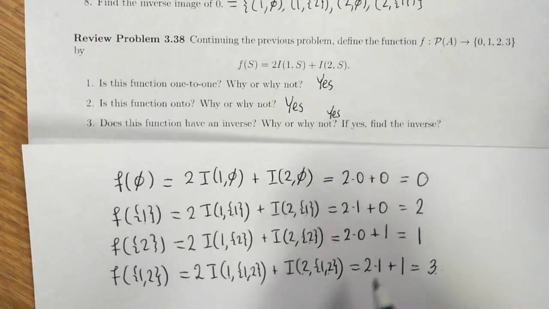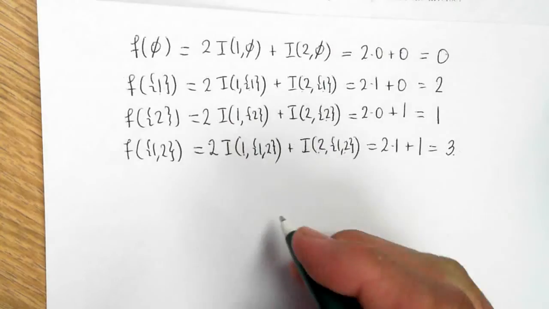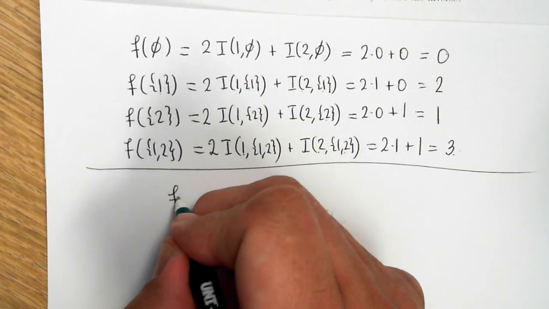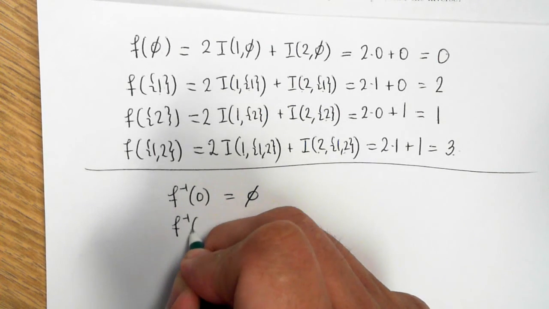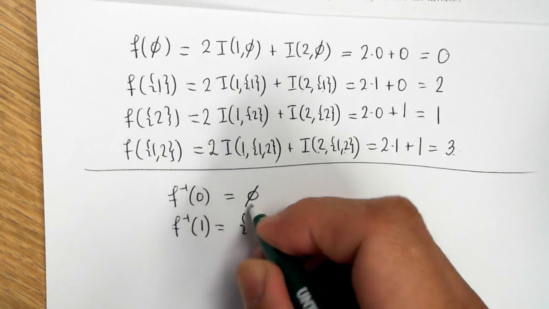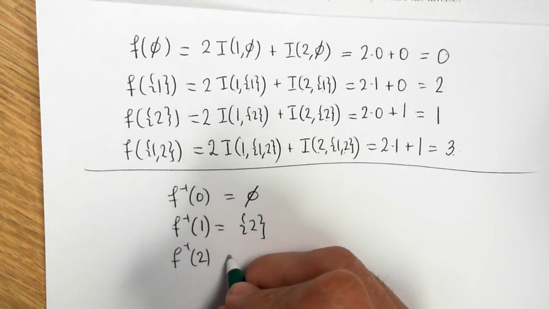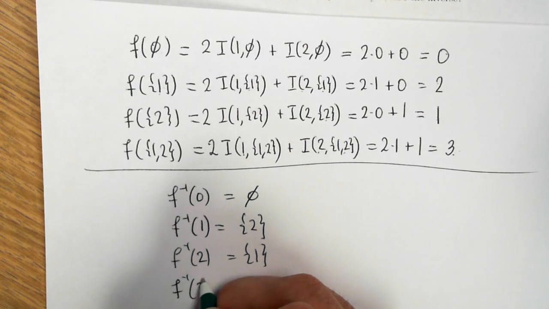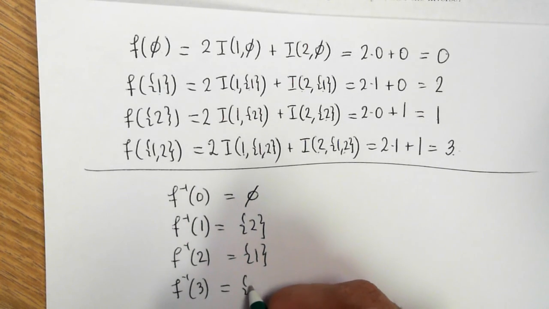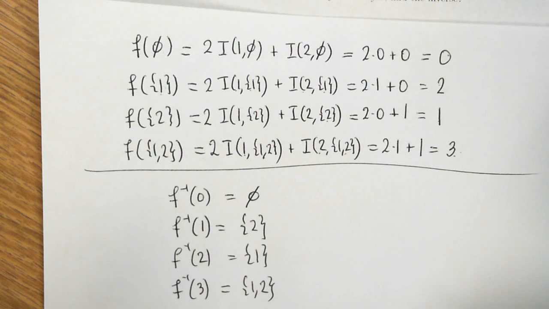Let's figure out what the inverse is. Well, the inverse is pretty much what you see here. So to figure out the inverse, F inverse of 0 would be the empty set. F inverse of 1 would be the set containing 2. F inverse of 2 is the set containing 1. And F inverse of 3 is the set containing 1 and 2. So it's not particularly pretty, but that would be the inverse of this function.